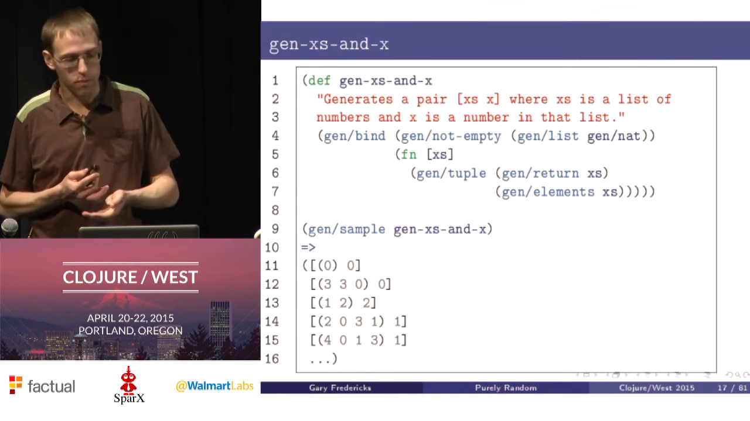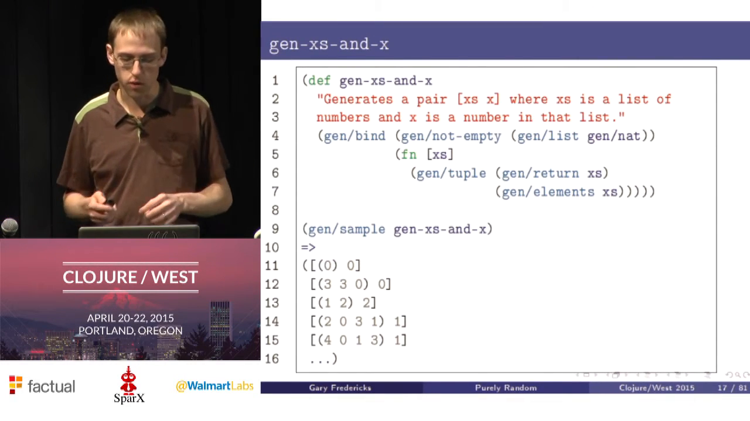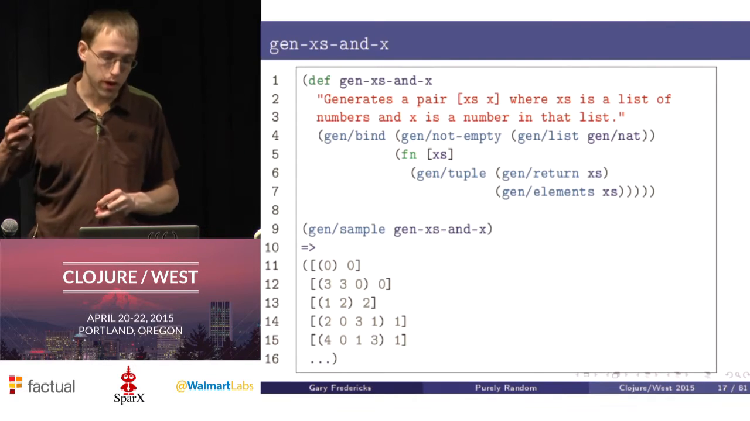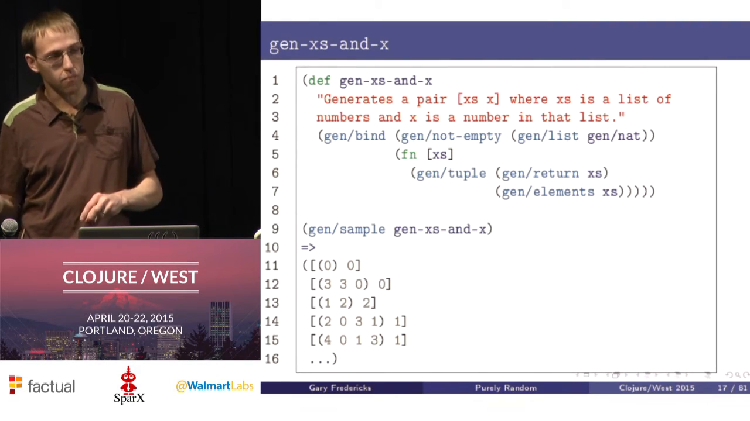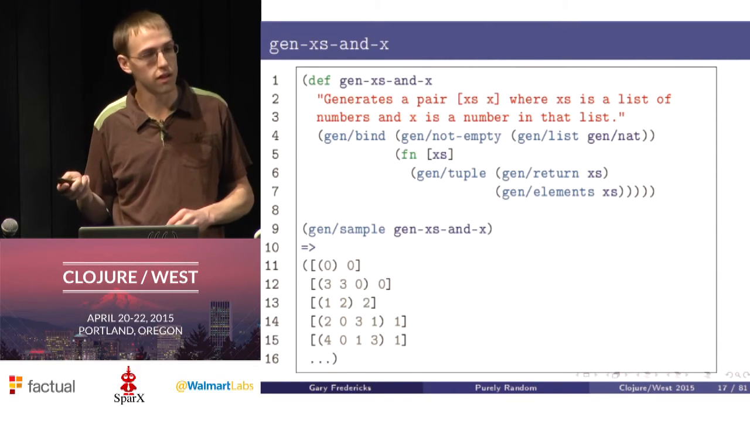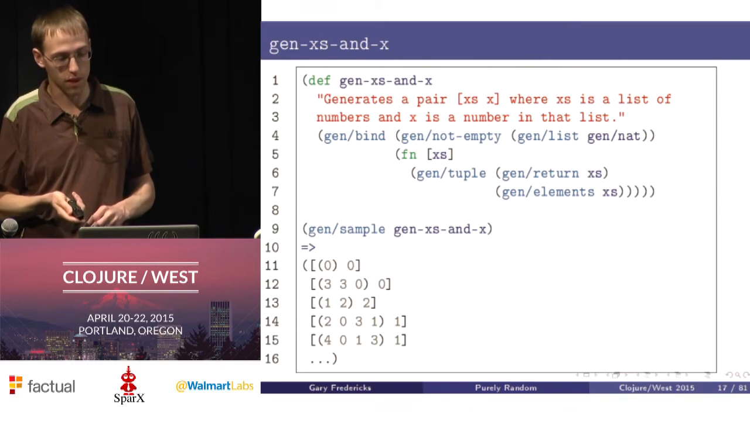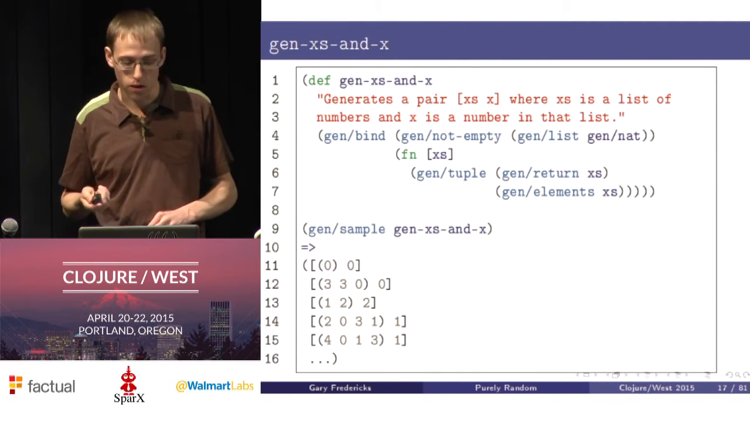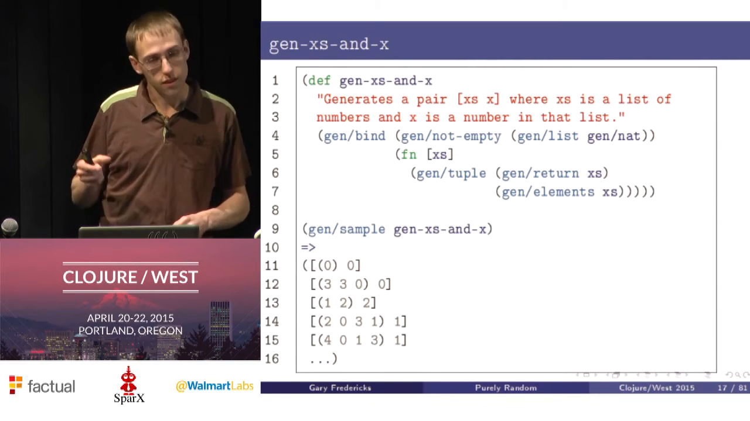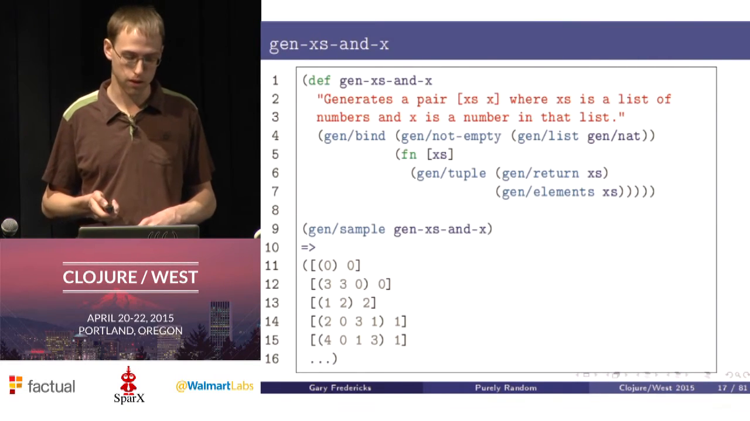So this will be the basic example we work with. If you're not familiar with generators, this code up top will not make sense. But what it does is it generates a pair of what we'll call xs and x, where xs is a non-empty list of numbers, and x is one of the numbers in those lists. So you can see some sample tuples generated starting on line 11. These are all lists with numbers in them, and then next to it a number that we picked out of the list.